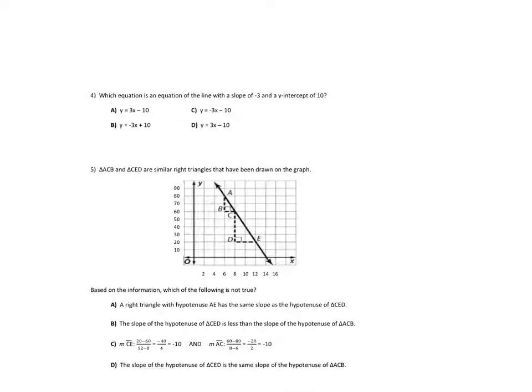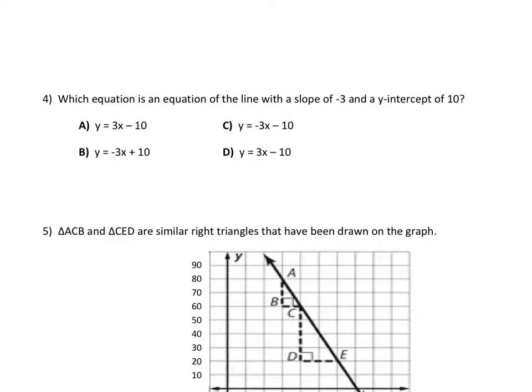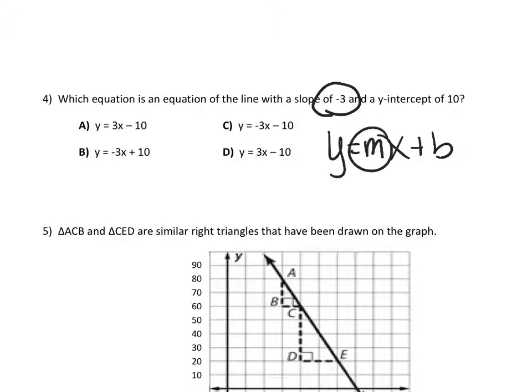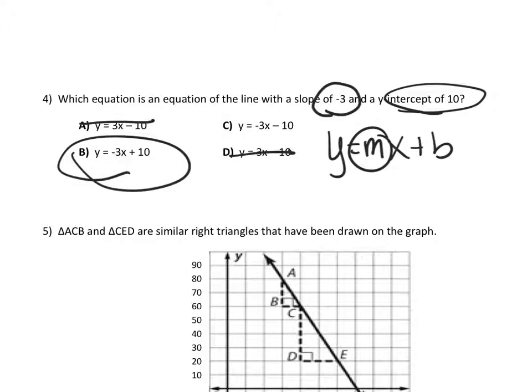Okay? Number 4. Which equation is an equation of the line with a slope of negative 3? So that means my slope should be my m. So this right here should be negative 3. Oh, this is not negative, not negative. And then a y-intercept of positive 10. Only option is there.